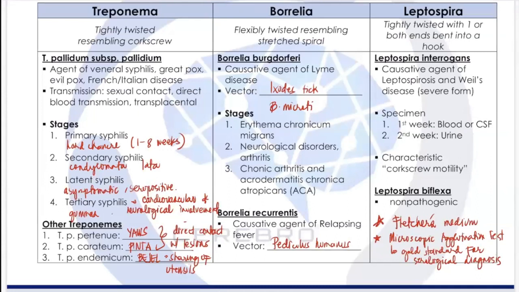Okay? So those are our spirochetes. Also take note that they are difficult to stain with the use of Gram stain. So oftentimes they can be observed if we want direct examination. Usually we require a dark field microscope for that, because spirochetes are not easily stained. Okay?